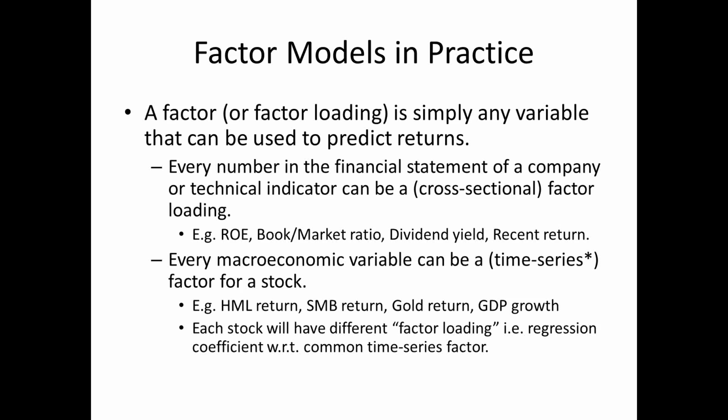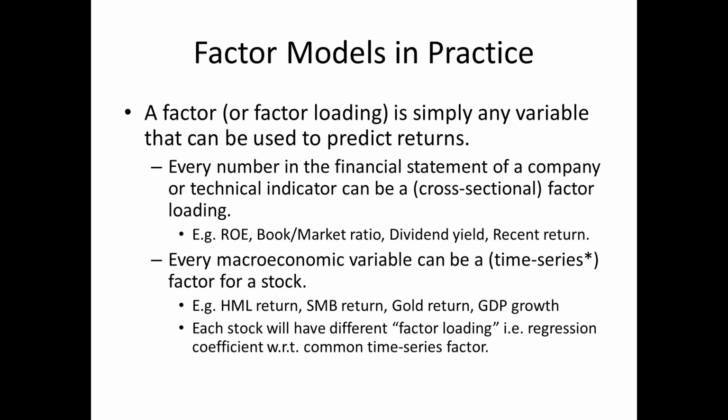They are called time series factors, by the way. Examples of these macroeconomic variables would be the return of gold futures, GDP growth, inflation rate, and also these two favorite factors called HML and SMB. HML is the shorthand for high minus low. That is the difference in returns between a portfolio with a high book-to-market ratio minus the return of a portfolio with a low book-to-market ratio.